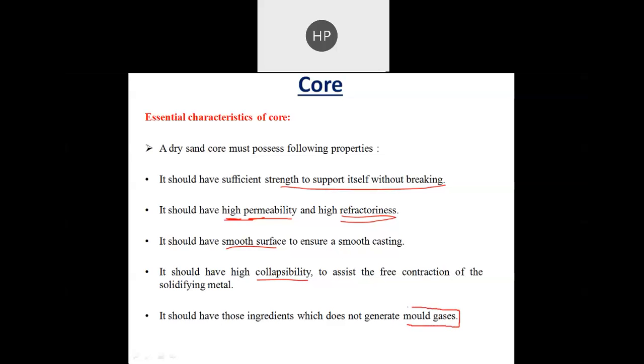because in the core we use certain ingredients, and those ingredients are such that they do not generate any gas, because we are trying to reduce the gases. If the amount of gas generated is higher, there may be a chance that the gas gets trapped in the molten metal, so that it can generate a bubble or a defect in the casting. So we have to use the materials or ingredients in the core in such a way that they do not generate mold gases.